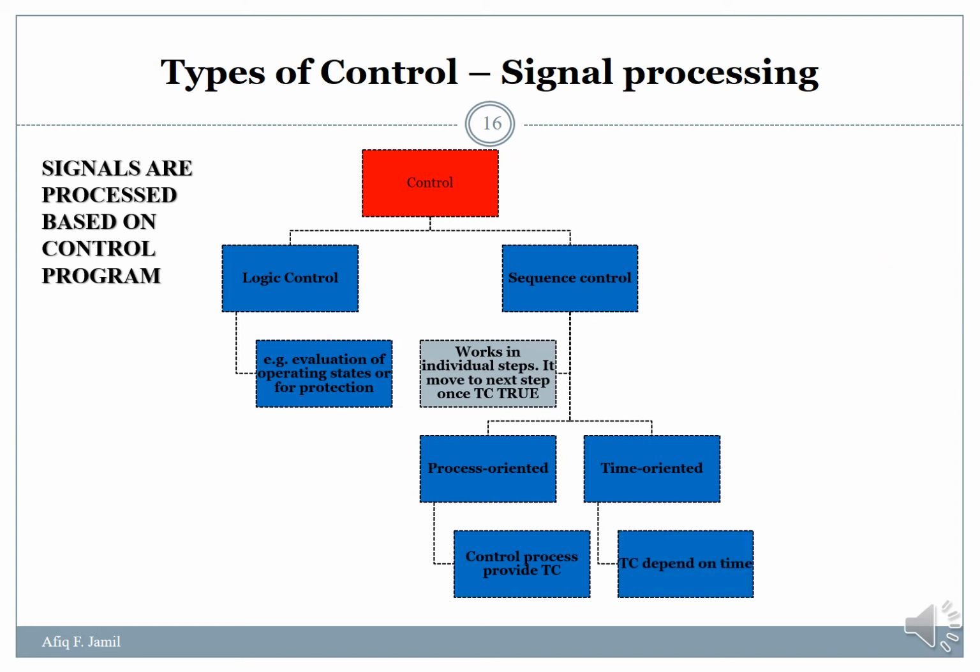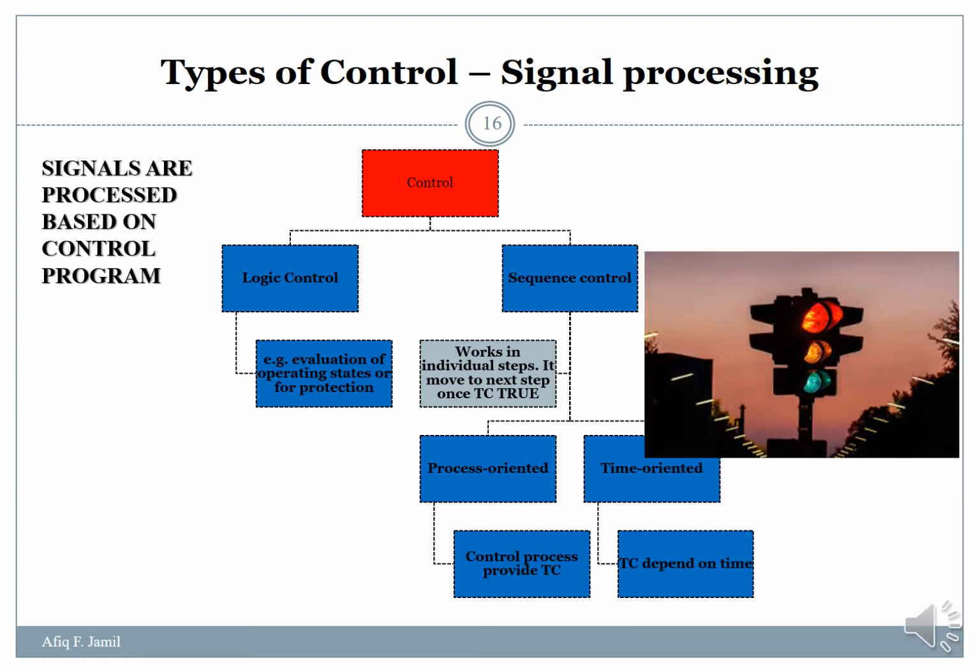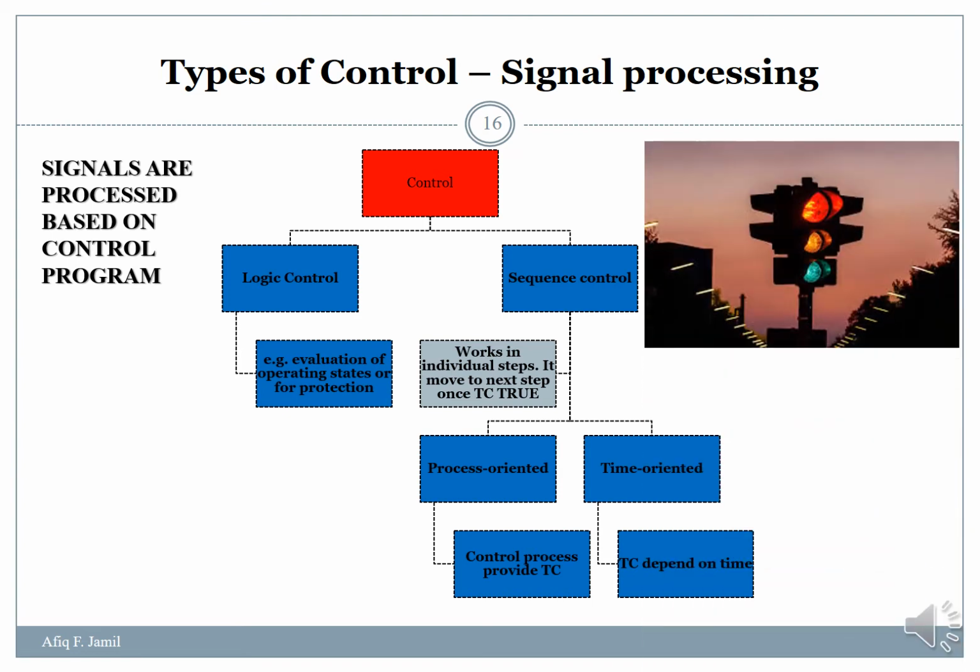For time orientation, the TC depends on time. For example, the traffic light. But most of the time in automation in mechatronics, they are a combination of process orientation and also time orientation. In this chapter, we will cover both logic control and sequence control program.